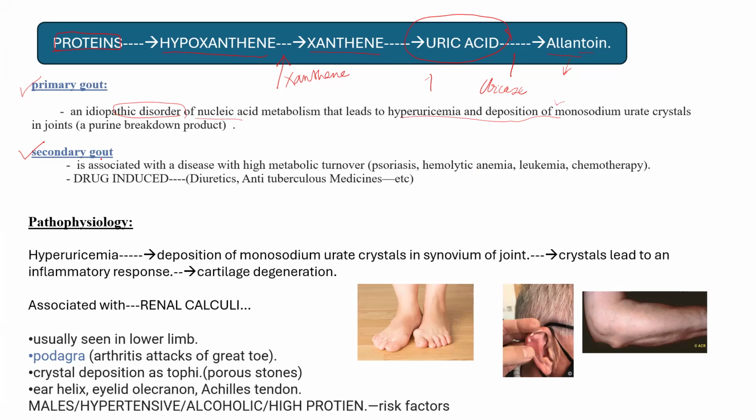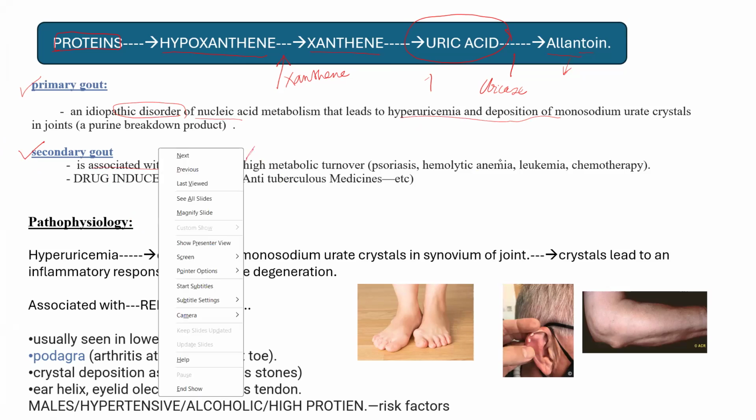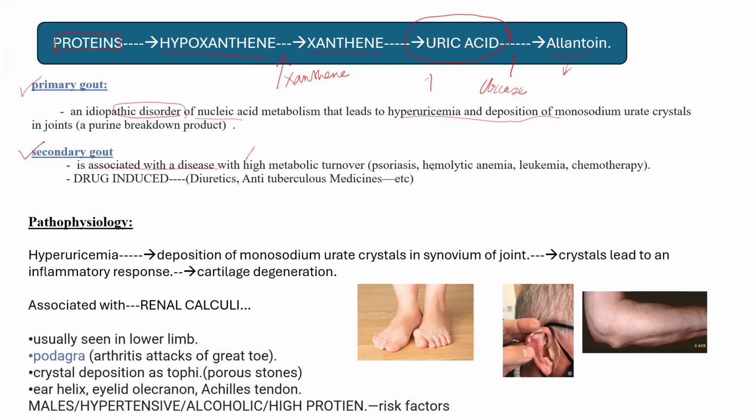If there is any other associated condition with the gout, it is called secondary gout. Any condition in the body where there is high metabolic turnover, with increased lysis of cells, is seen mostly in psoriasis, hemolytic anemias, leukemias, and after chemotherapy. In ALL or other tumorous conditions, when we give chemotherapy, there is sudden lysis of the cells. This sudden lysis increases destruction of purines, and the purine product uric acid increases in the serum, gets deposited, and the patient presents with gout.